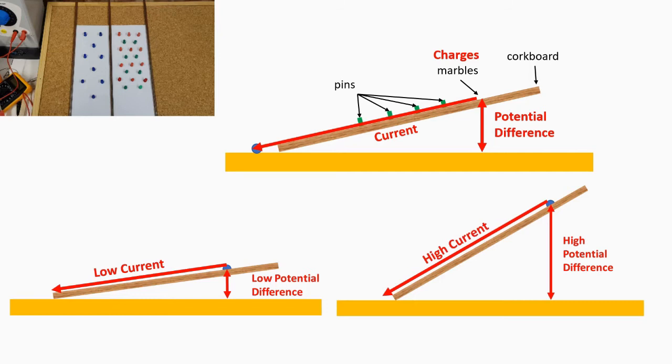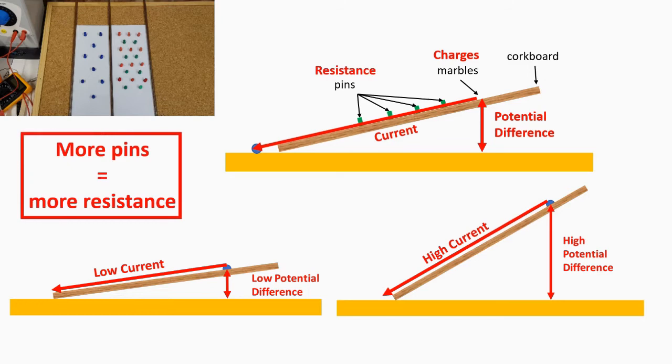Finally, we get to the pins. The pins have been placed in the path of the marbles to resist the motion of the marble. So the pins represent the resistance in our model. The more pins we have, the more resistance we have.